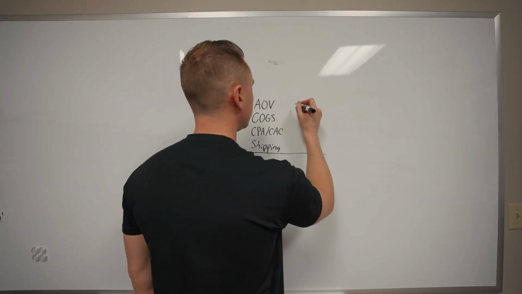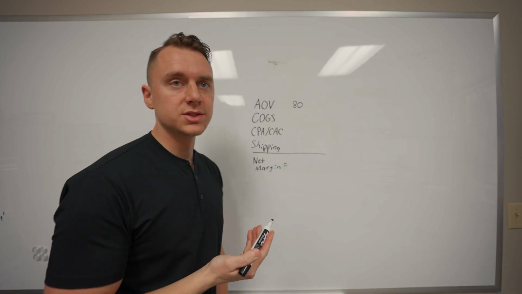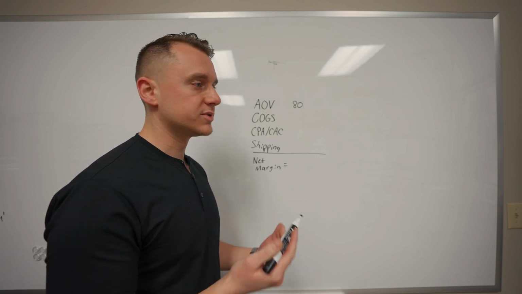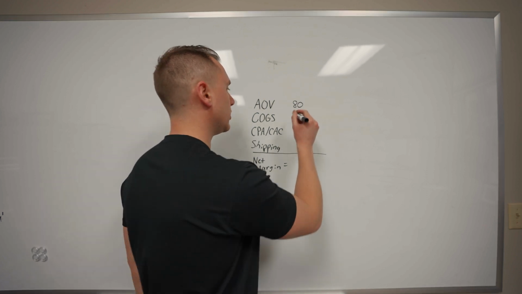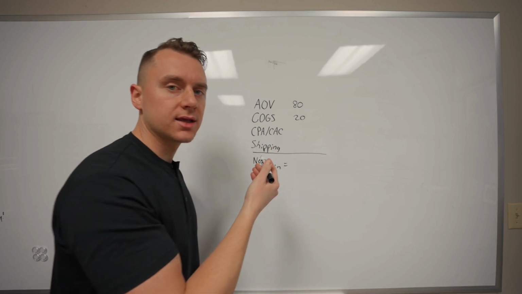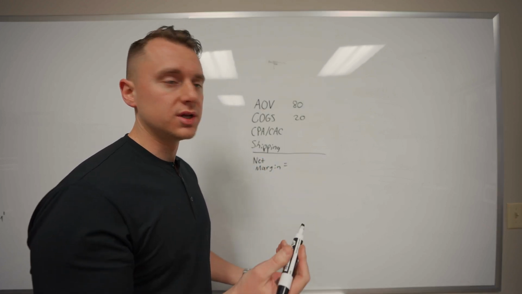So average order value, let's say your store brings in $80. Cost of goods sold, let's just say on average you have 2 units per order. So let's say a t-shirt costs you $10. You would just times that by 2, which would be $20. And then you have your cost per acquisition or CAC. And let's just say on average, it costs you to acquire a new customer $30.